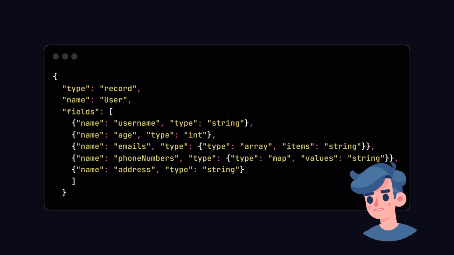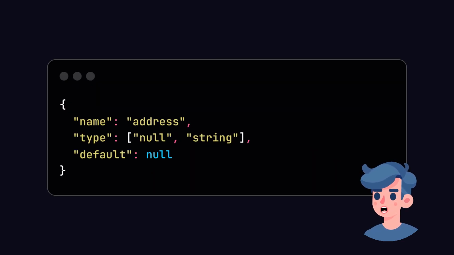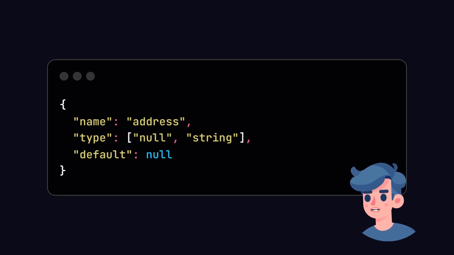Let's understand a simple scenario. What if our user schema needs to include a new field, say address? With this new field, we can still read old user records that were serialized with the initial schema, as Avro will simply ignore the new fields when they don't exist.